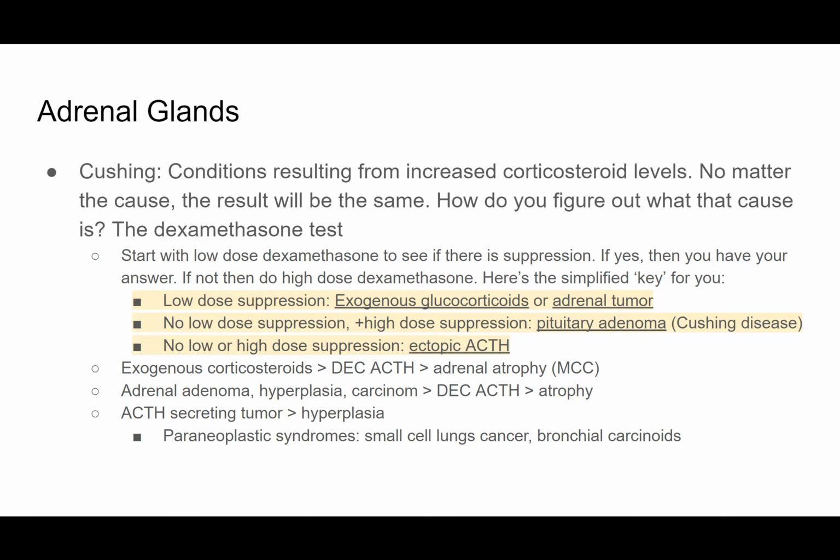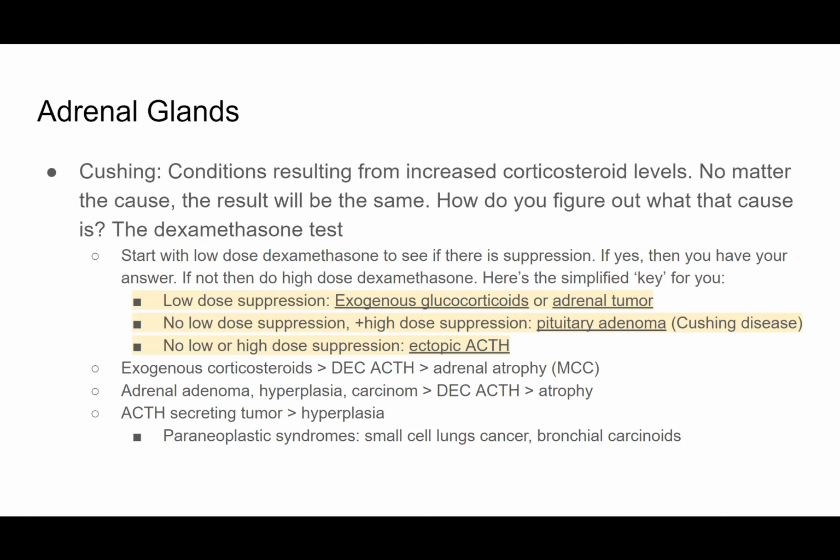So now what are we talking about? Exogenous corticosteroids are going to cause a decrease in ACTH, because if you're putting it in your system, you're going to have that negative feedback. It's like, okay, well, we have enough. Then you get adrenal atrophy, because since we're not producing it in our body, the adrenals are going to atrophy, because if you don't use something, then it's going to go away.